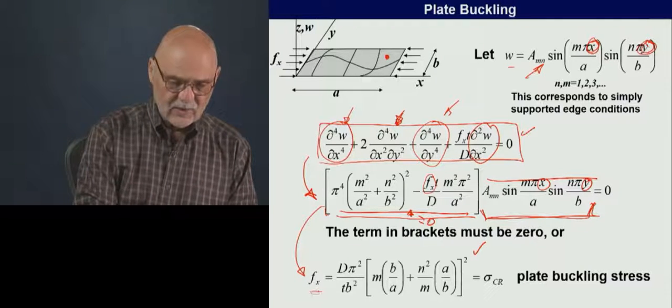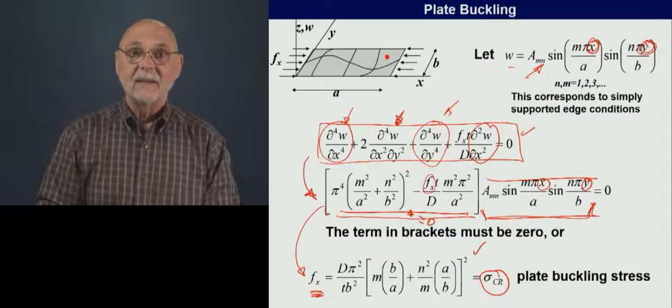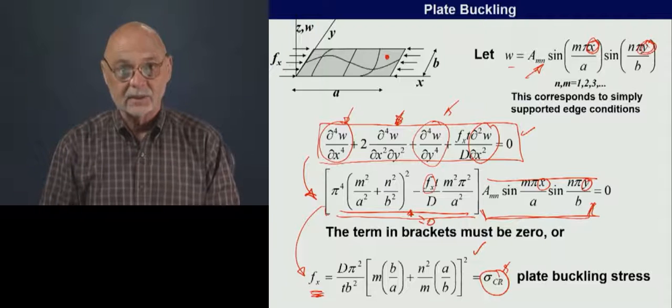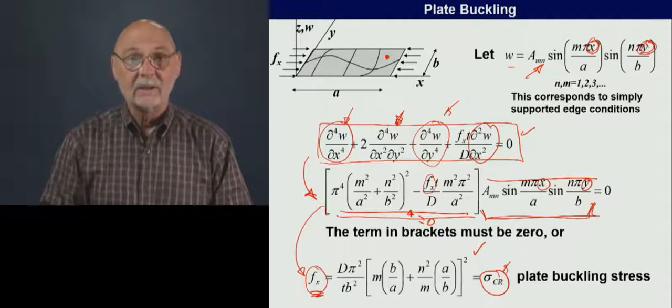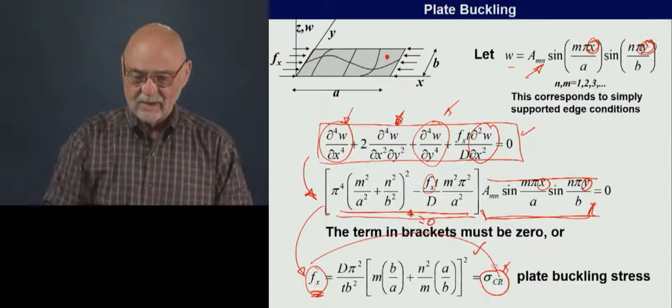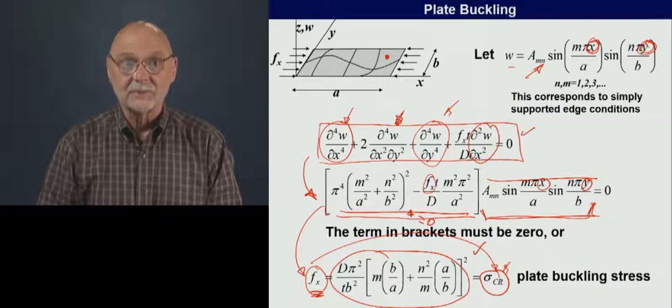And then the lowest value of that, f sub x, we're going to give a special name. We're just going to define it here. That is the plate buckling stress, sigma CR. So the general compressive stress just turns into the plate buckling stress given by this relationship here.